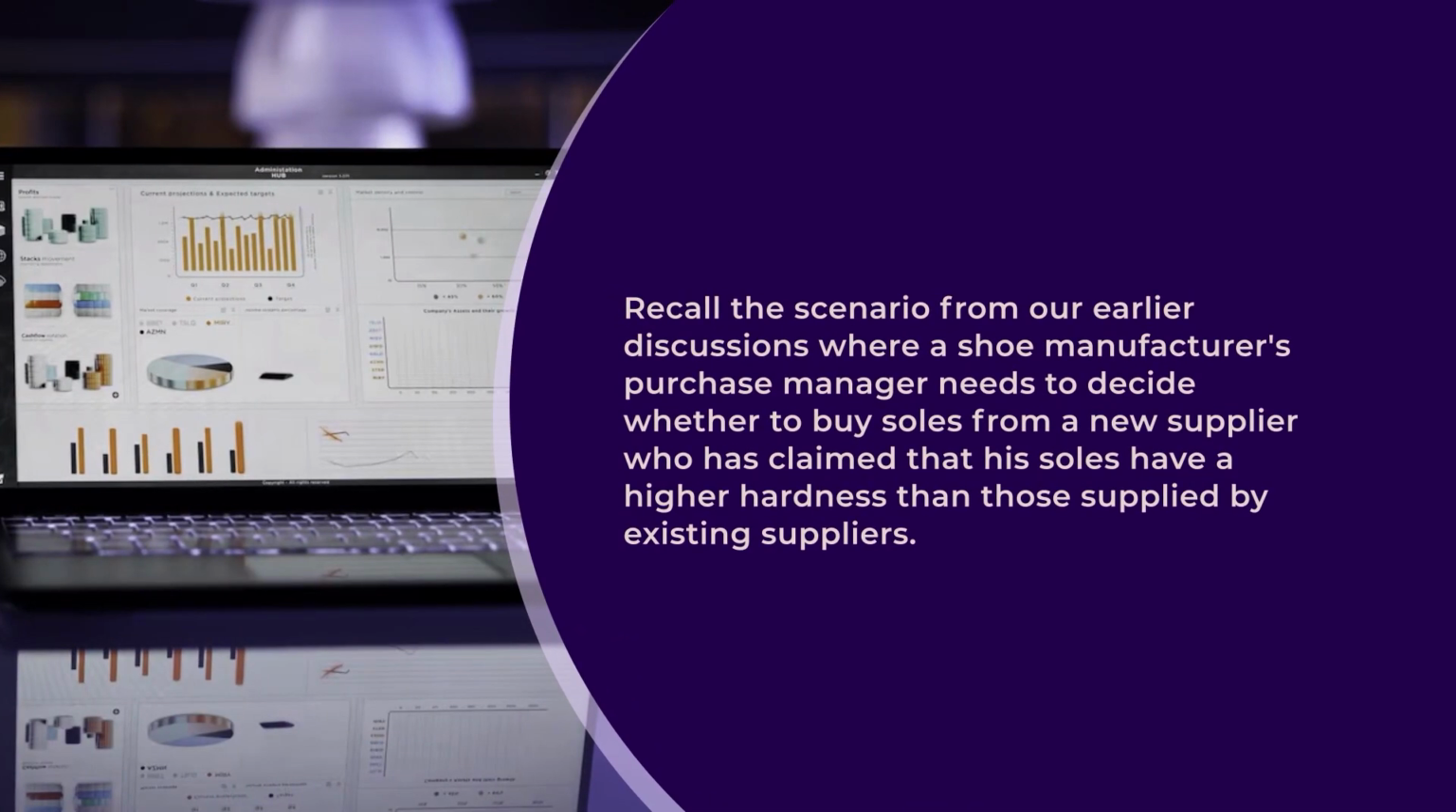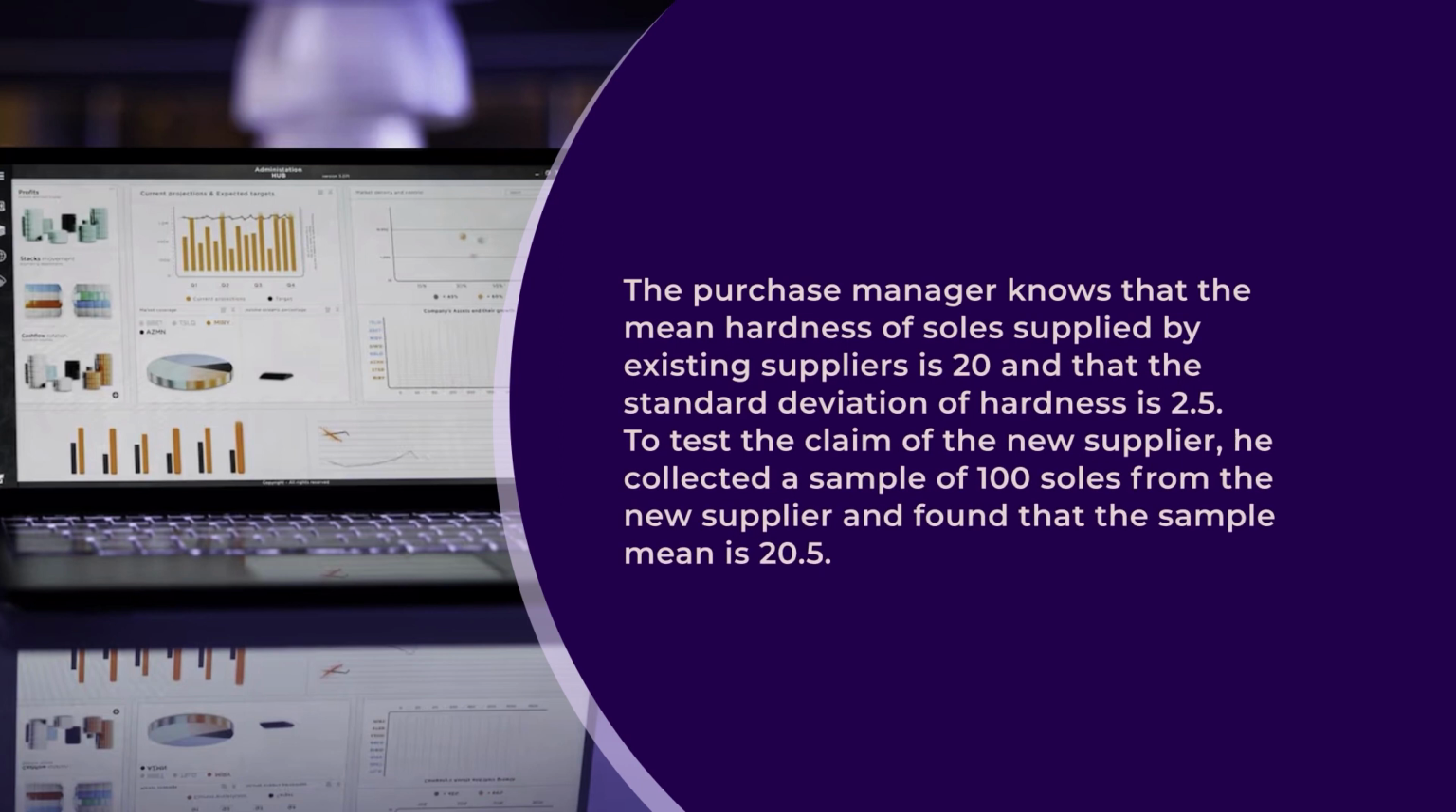Recall the scenario from our earlier discussions where a shoe manufacturer's purchase manager needs to decide whether to buy soles from a new supplier who has claimed that his soles have a higher hardness than those supplied by existing suppliers. The purchase manager knows that the mean hardness of soles supplied by existing supplier is 20 and that the standard deviation of hardness is 2.5.